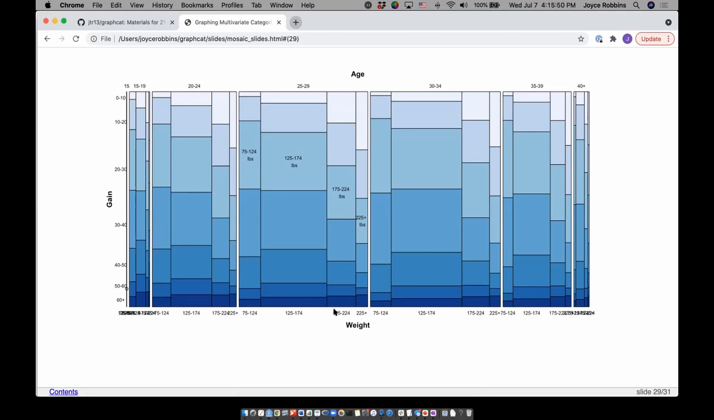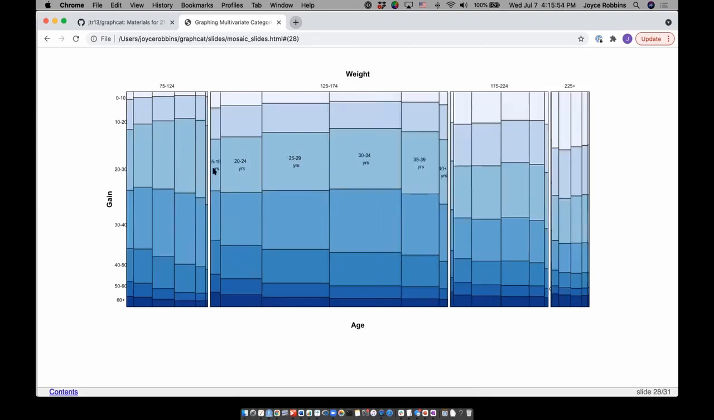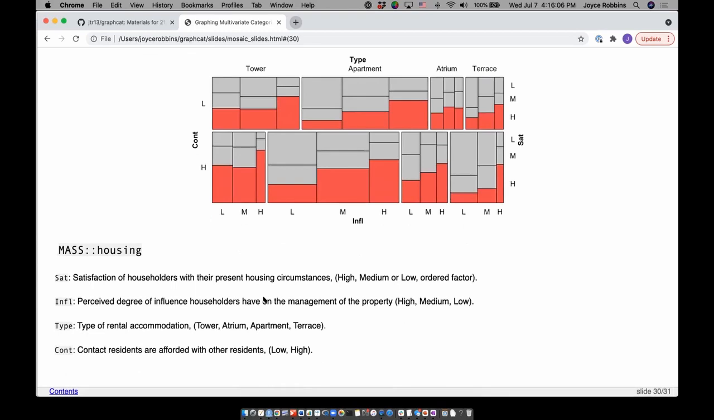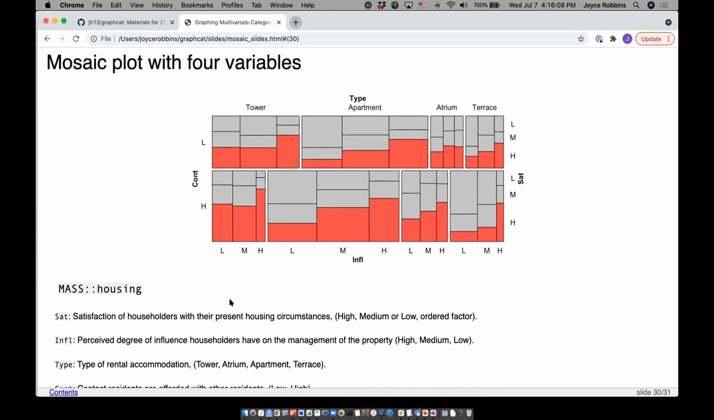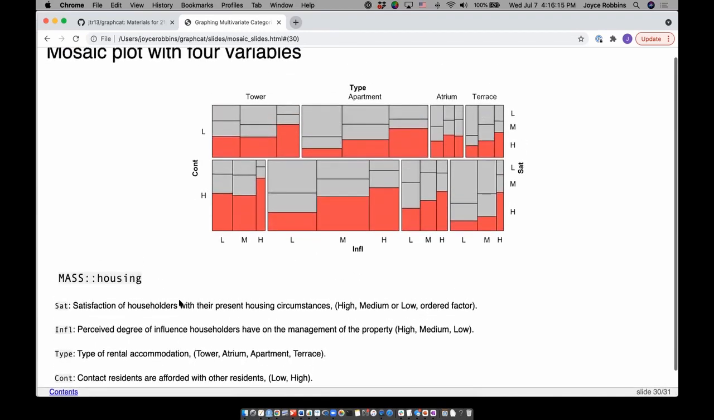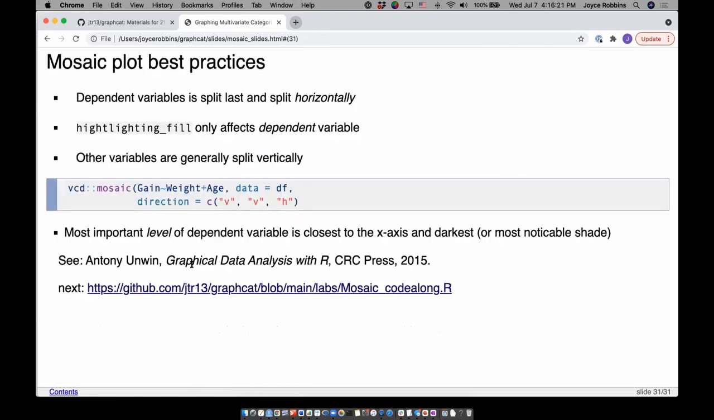You can get close. If you see this time, I left the categories on the bottom. This time I labeled just some cells, and even here, it's not perfect. It's difficult, but I'll get more into that later. So there's another example here. This is with the housing data in the MASS package. Another good use of a mosaic plot, but I'm going to move on now to the coding.